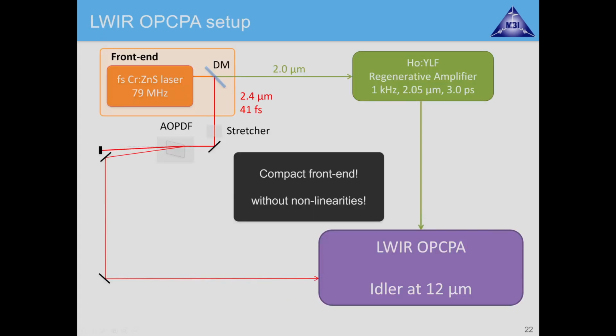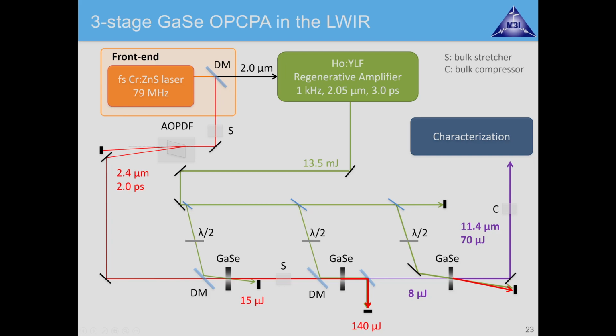So we come back to our front-end setup you've seen at the beginning: the chrome zinc sulfide laser with a dichroic mirror seeding the pump and the signal. But this time we directly use the signal at 2.4 micrometers to combine it in our OPCPA, and with that we immediately create our long-wave infrared OPCPA at 12 micrometers. This is a great system because it is really compact and there are no nonlinearities involved. So in reality it looks like the following.